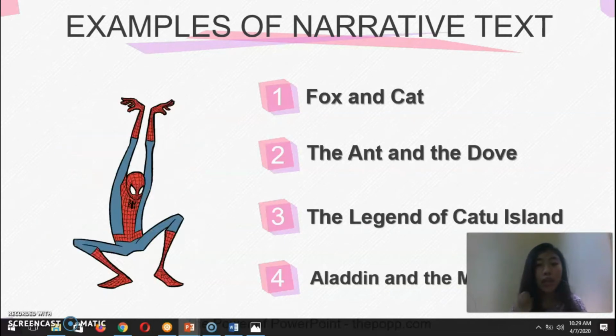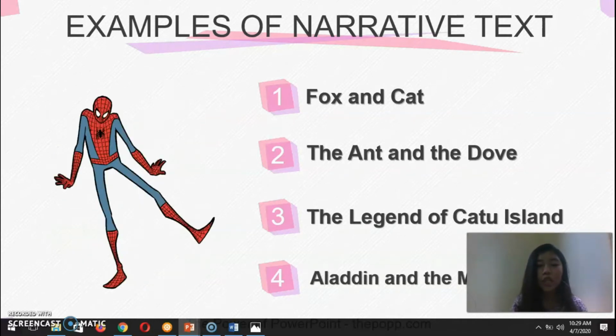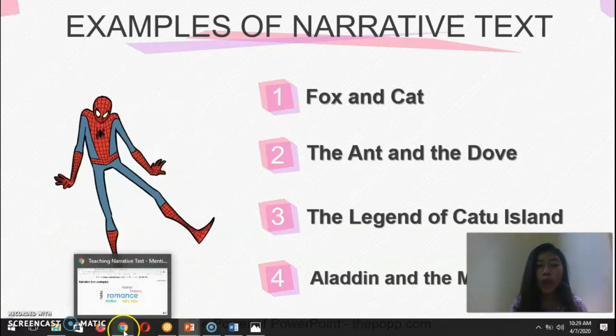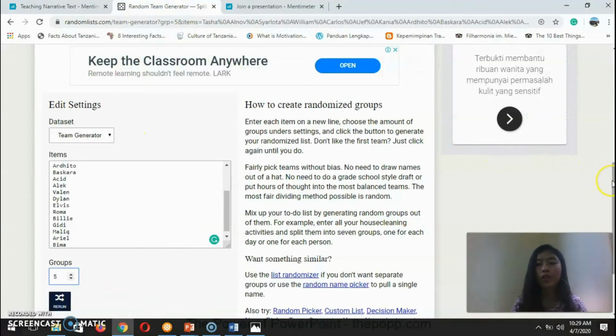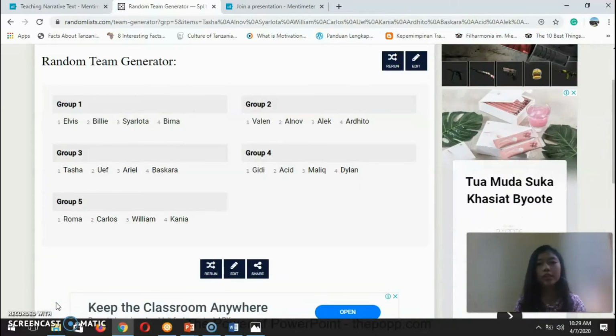Now let's move on to our next activity. We are going to work in groups. I will use this tool to divide you into groups so that it will be fair to everyone. I already have your names here. Let's group you. As you can see here, these are the groups. Group 1, please join with your group members, and the same goes for the other groups. Everybody, have you joined your friends?